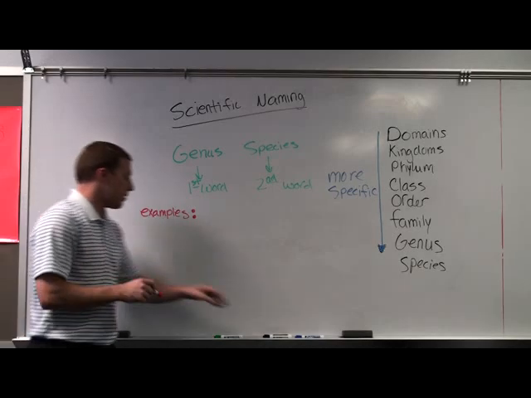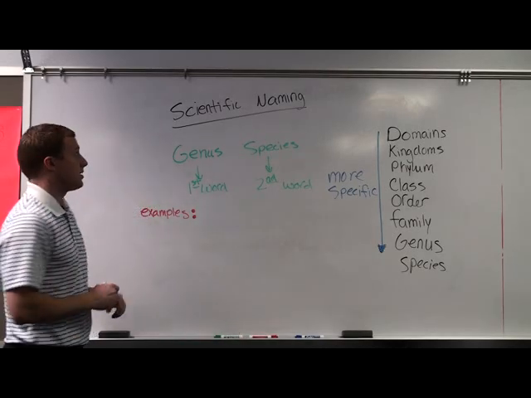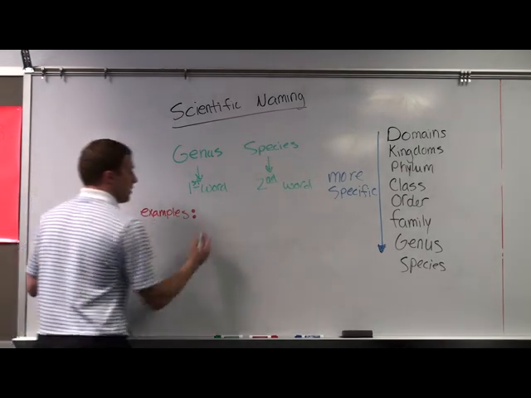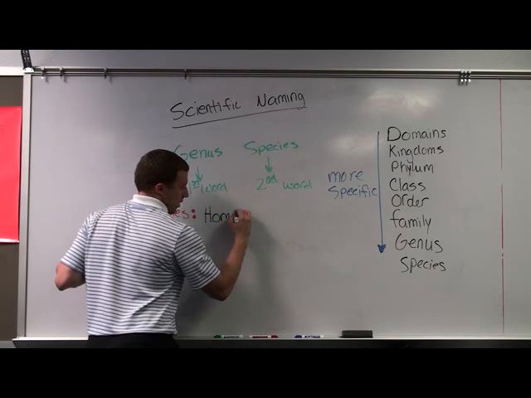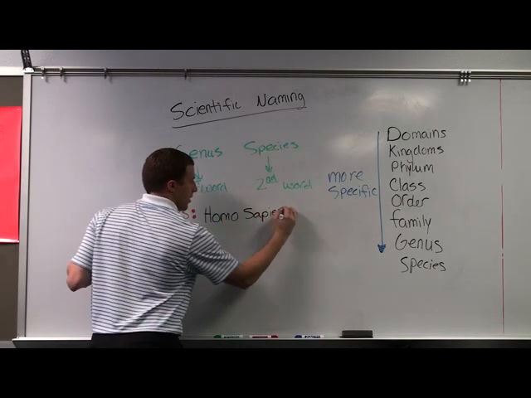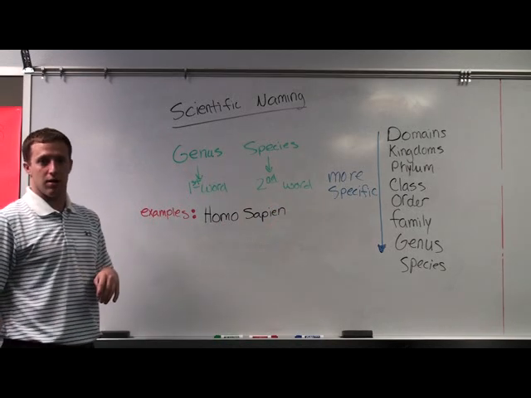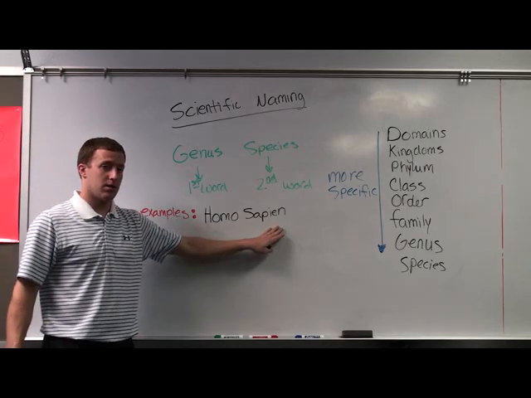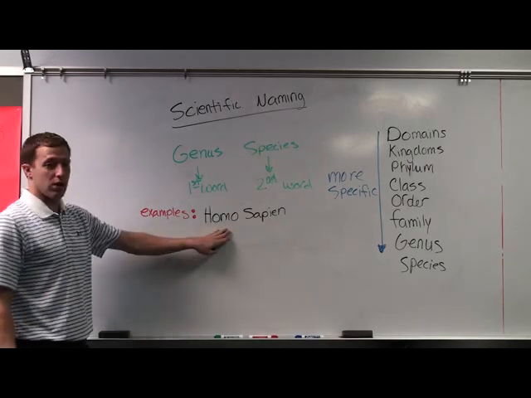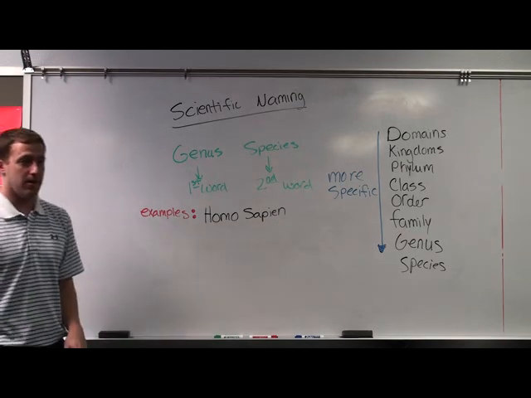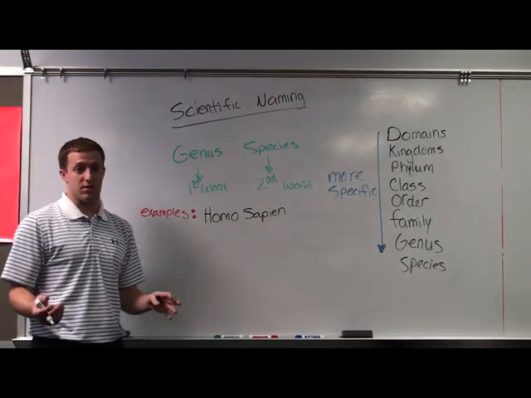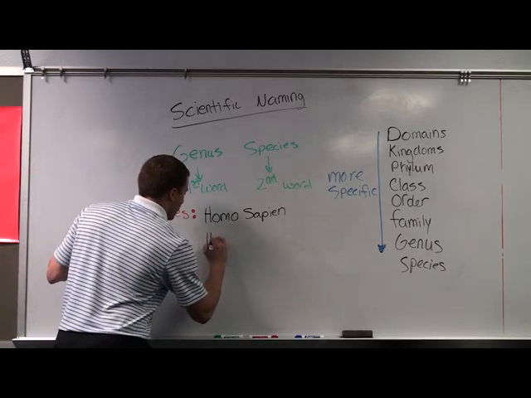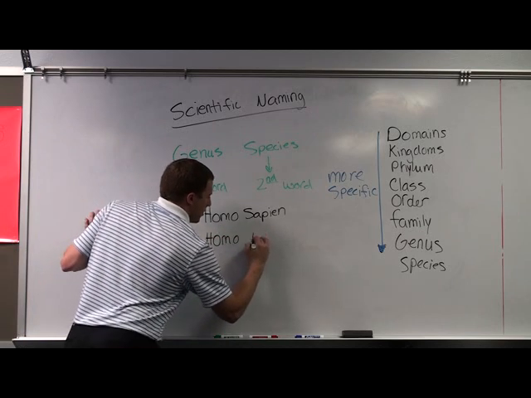So I'm going to give you an organism, and I'm going to give you its scientific name. Okay, Homo sapien. What's its genus? Homo. What's its species? Sapien. Because the first word is Homo, the second word is sapien. This is us. This is humans. We are Homo sapiens. That's our scientific name. They also have humans from a long time ago they called Homo erectus.